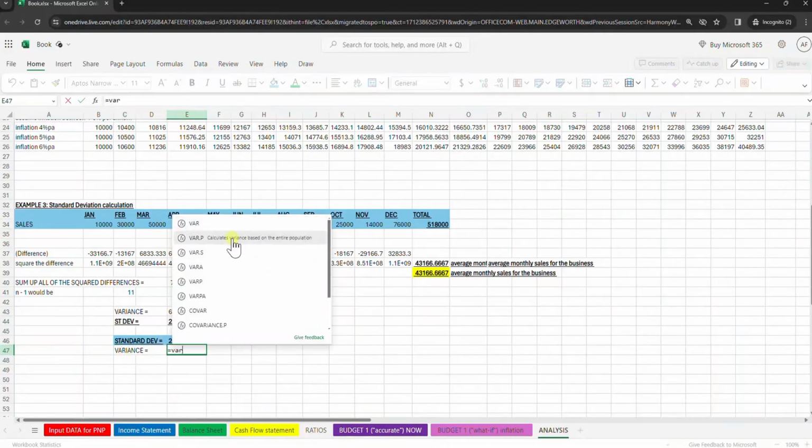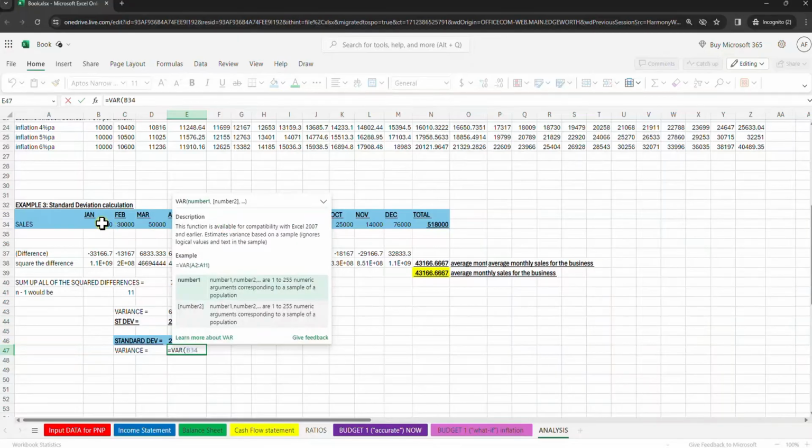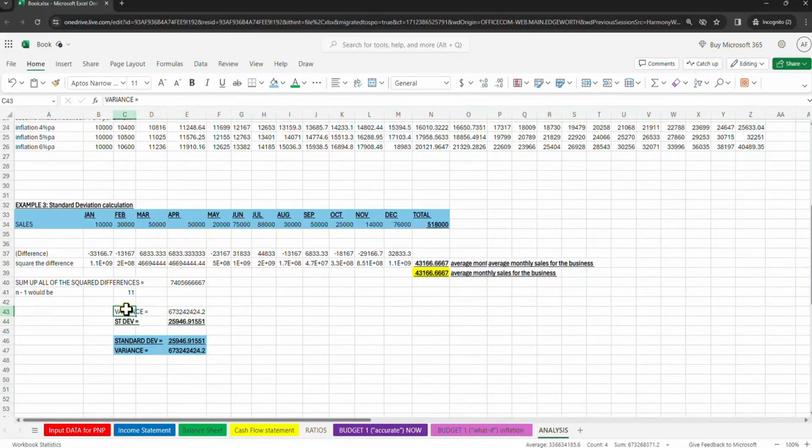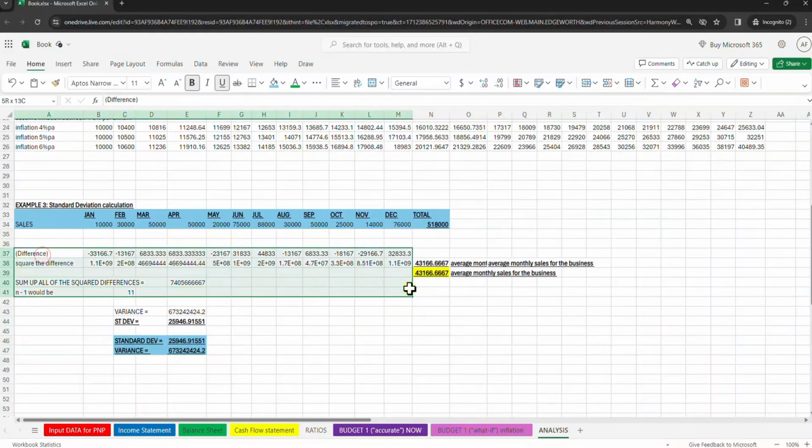Variance estimates the variance based on a sample. Click that, scroll, select all the data, enter, same thing. So you just need to remember, Excel's a very powerful tool that knows how to do all of this on its own. You don't have to work it out using all these steps. You can, but it's not necessary.